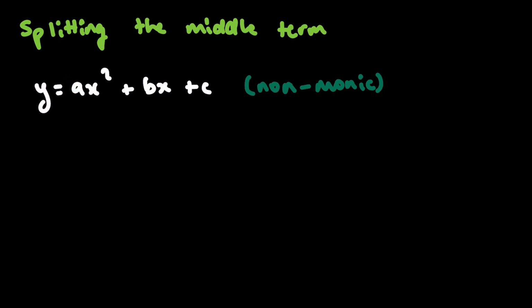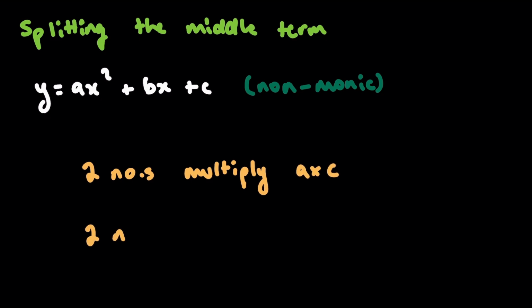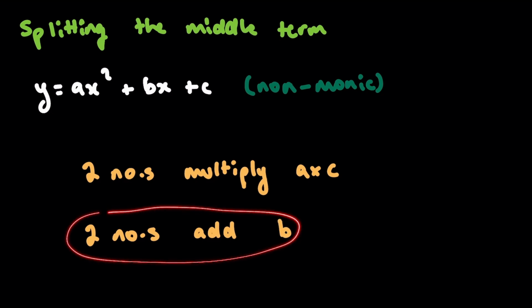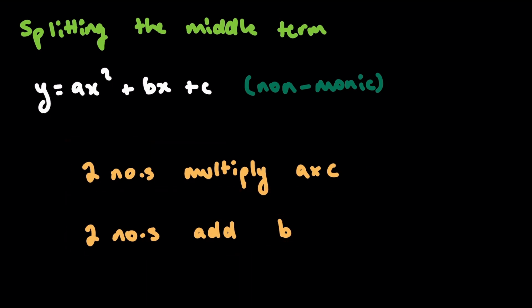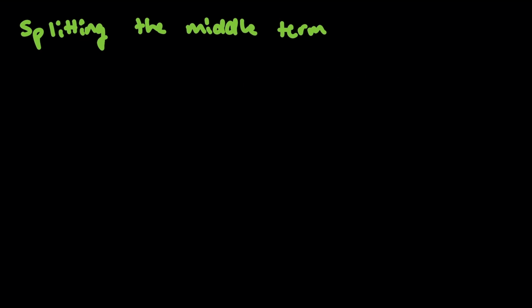So if we wanted to factorize a quadratic like this, then our goal is to find two numbers whose product, or multiply, to the value of a times c, and two numbers that add to the middle term. So this one stayed the same, however this one here has changed slightly. Let's have a look at an example.